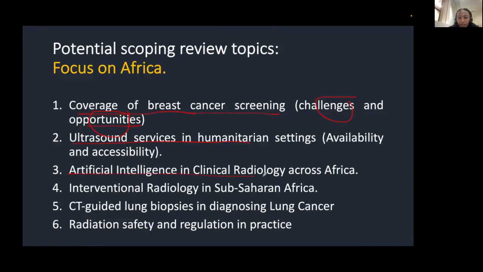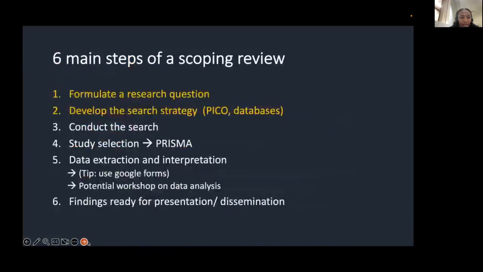If we're thinking about this as a research question, things to think about are more like acceptance or perceptions of healthcare workers regarding artificial intelligence and how that can be used in radiology. So basically, the first step we would want is to formulate any of the topics into a research question. This is one thing that we would want to do in this workshop.